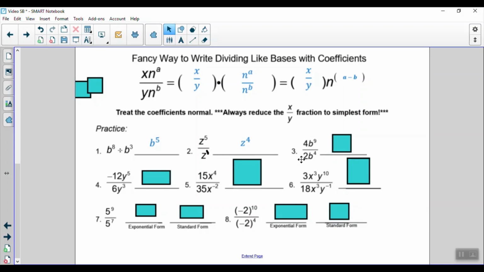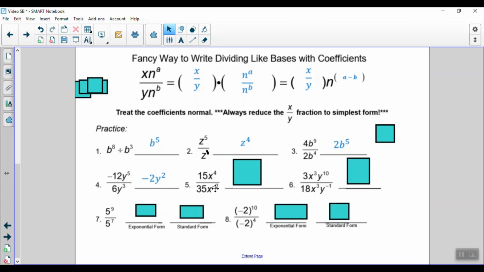Now we get into some coefficients. 4 divided by 2 is just 2, right? And then our exponents on our b, we're going to subtract. 9 minus 4 is 5. So our final answer here is 2b to the 5th. Same thing here, we're going to subtract our exponents, but we have our coefficients that we need to divide. Negative 12 divided by 6 is negative 2. 5 minus 3 gives us y to the 2nd power.